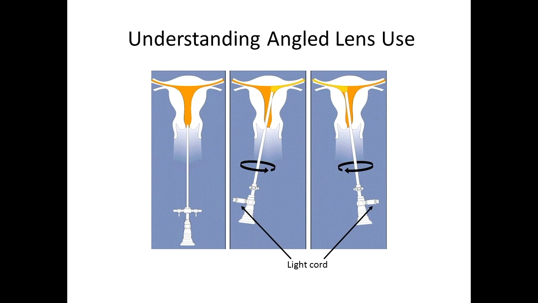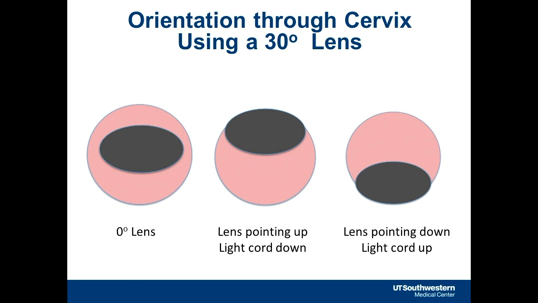However, the light cord position does not change your angle of view when using a 0-degree lens. The tubal ostia may be visualized with minimal angulation of the hysteroscope and is accomplished by merely rotating the scope in the appropriate direction. With the light cord down, the lens will be up and your view will be looking up. With the light cord up, the lens will be down and your view will be looking down.